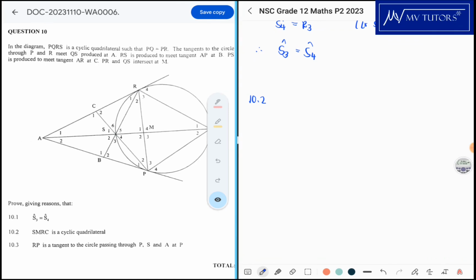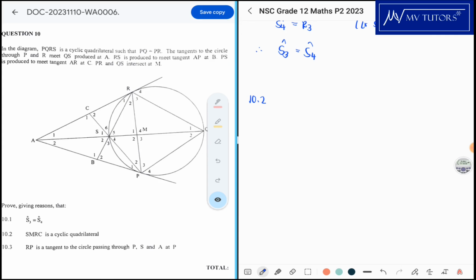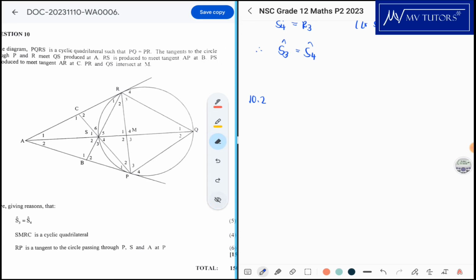So it says prove, giving reasons, that SMRC is a cyclic quad. All right, so where's S? There's S. SMRC. So it's like there's a circle here. Okay, and we need to prove that this is a cyclic quad. Now there are 3 ways, and you can choose one of them to prove.